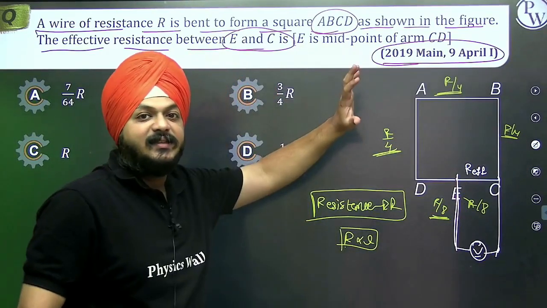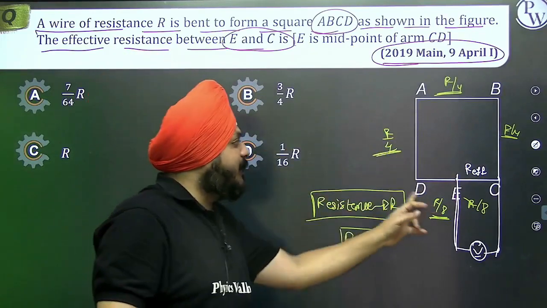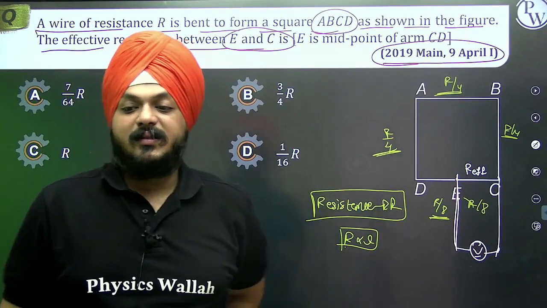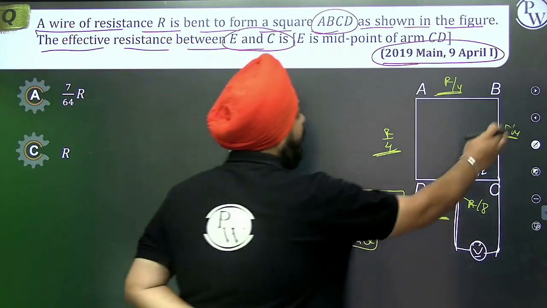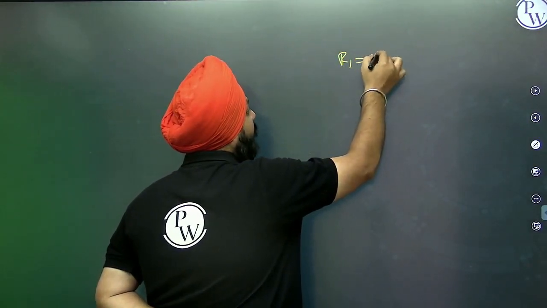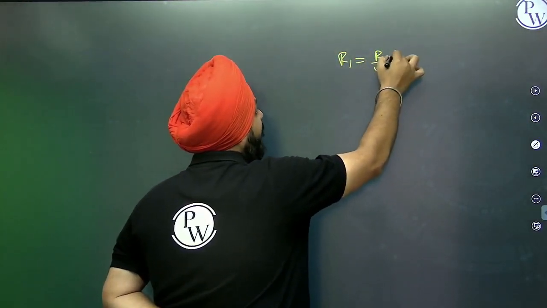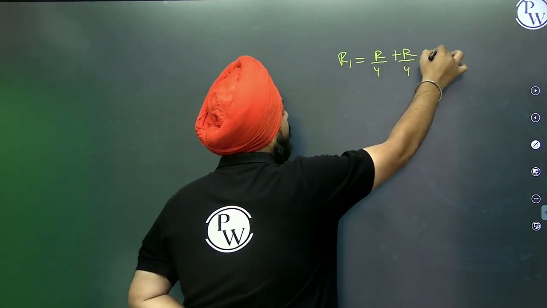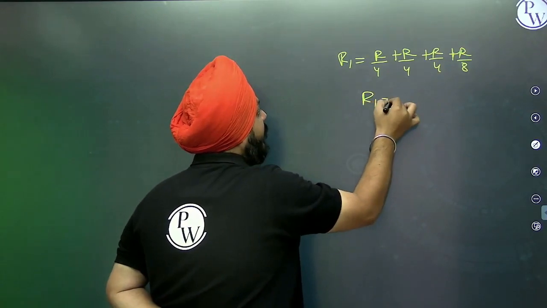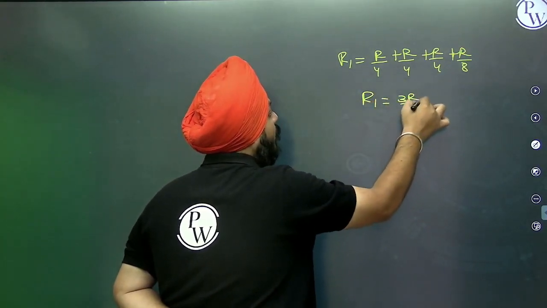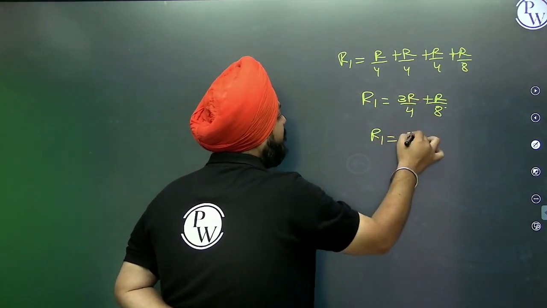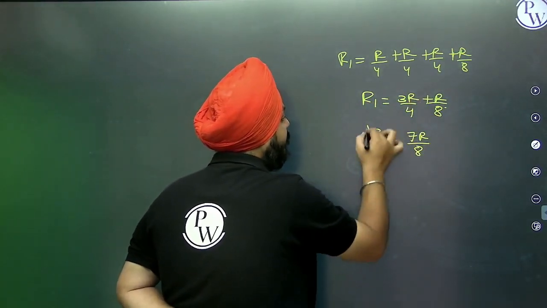These are all in series, and the resultant of all of this is in parallel with R by 8. So first, let's obtain the equivalent for those in series, that is R by 4, R by 4, R by 4 plus R by 8. This is going to be R1, equal to 3R by 4 plus R by 8. So R1, you are going to get 7R by 8.